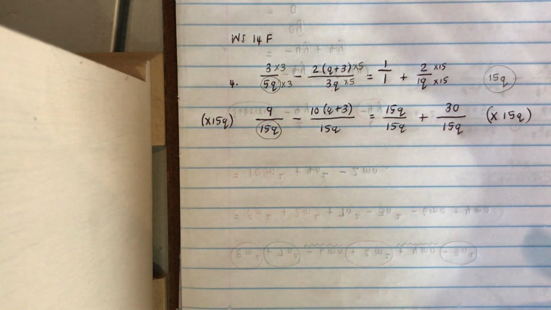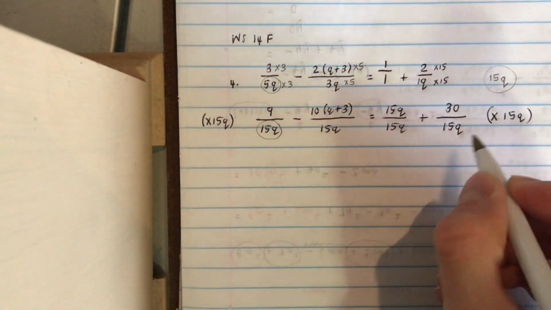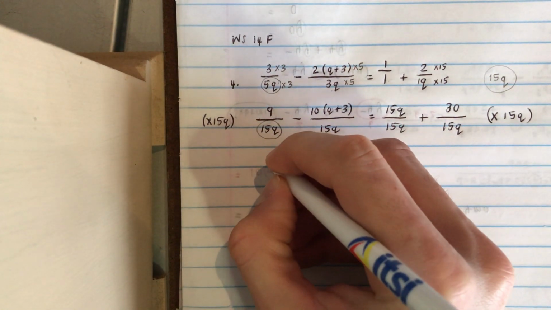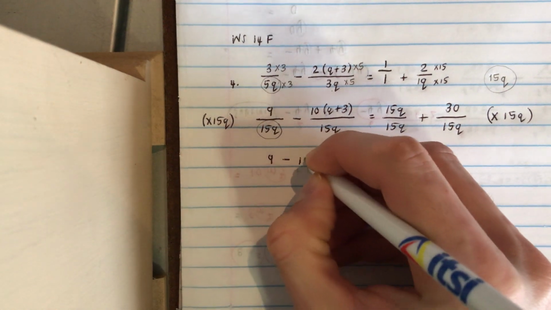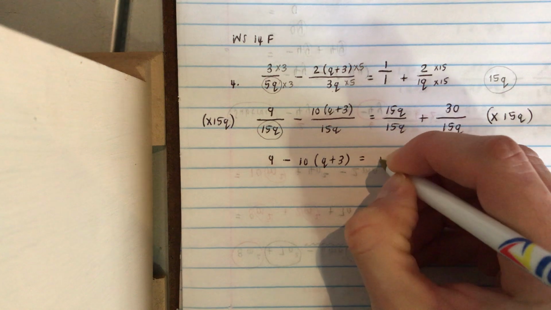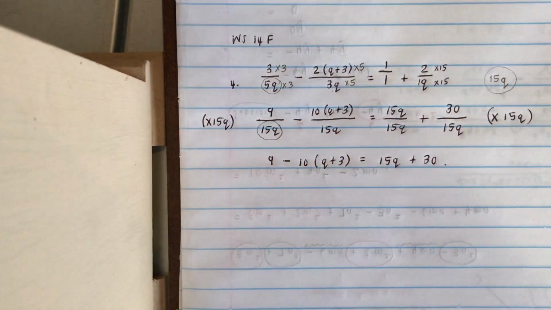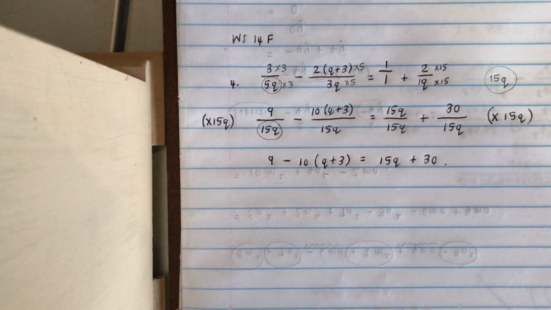What you do to the left side, you do to the right side. We're doing that. Okay, so what's going to happen? All of the denominators are going to disappear. So we'll have 9 minus 10 in brackets q plus 3 equals 15q plus 30. There you have it. And now we can just go ahead and solve this equation.